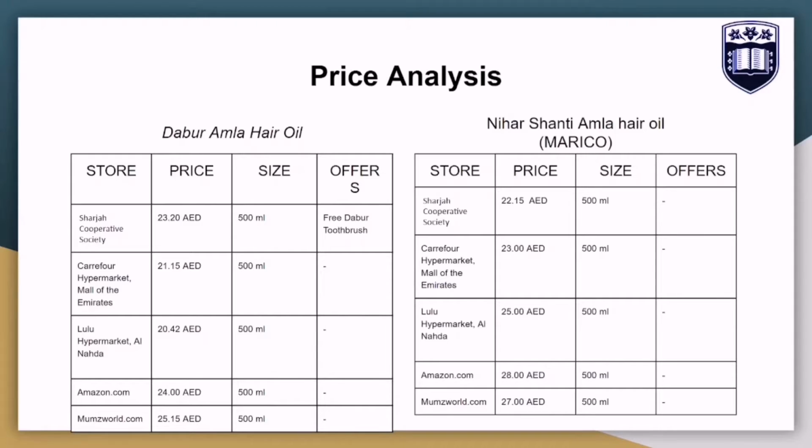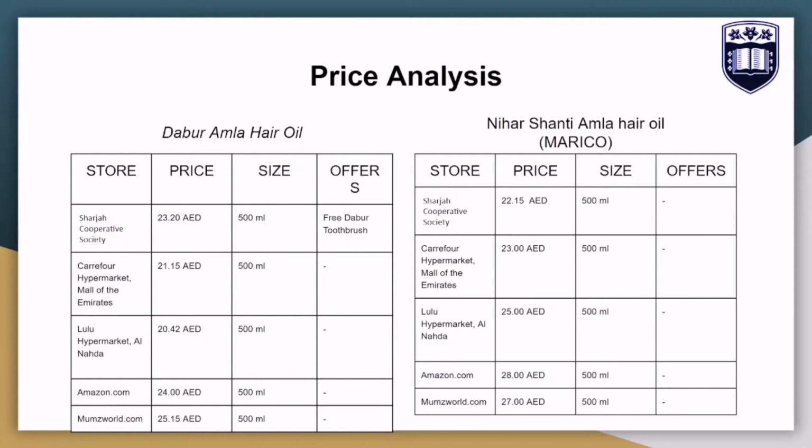For DABUR Amla hair oil, we can see the prices vary in different stores. However, even though there is not much difference in pricing, we can see that Lulu Hypermarket Al Nahda sells the hair oil at the lowest price of 20.42 AED, and Mum's World sells it at a higher price of 25.15 AED as compared to the others. We can also note that Sharjah Cooperative Society is offering a free DABUR toothbrush at the price of 23.20 AED, which is affordable for a buyer.